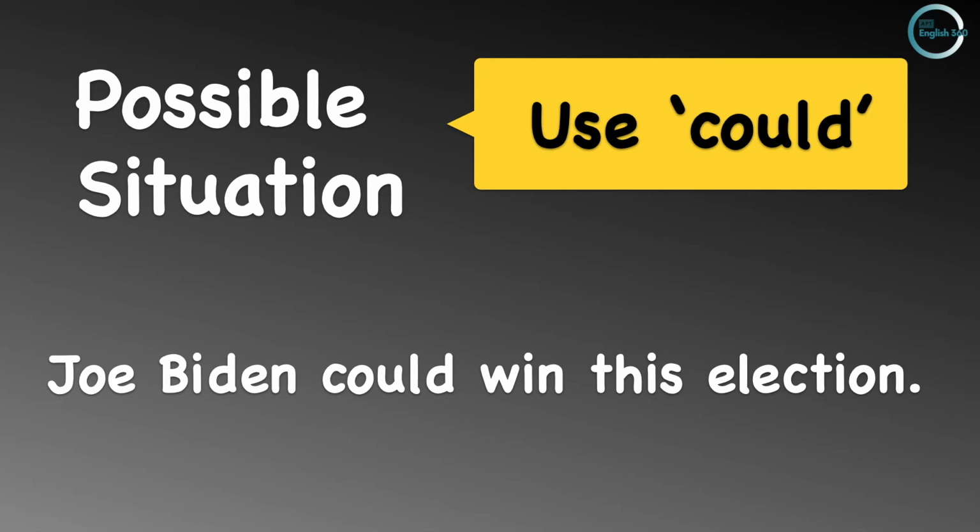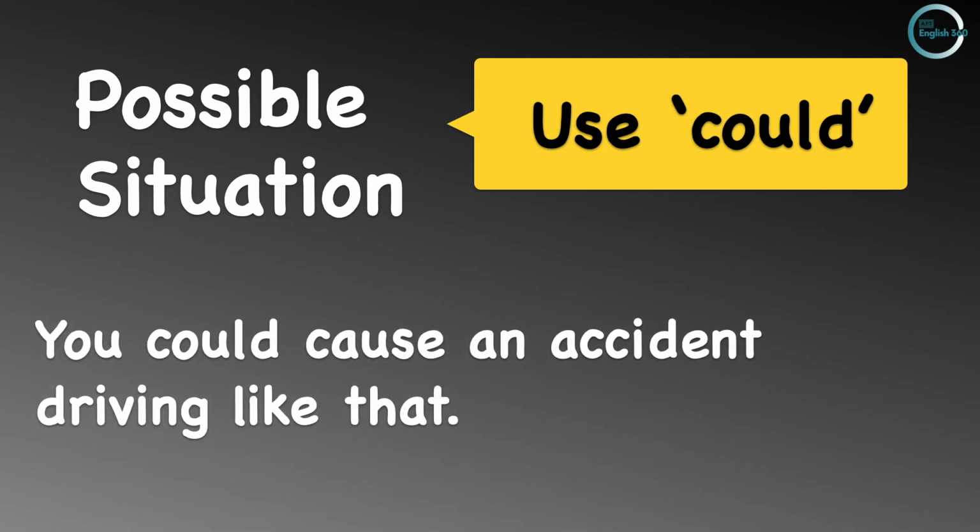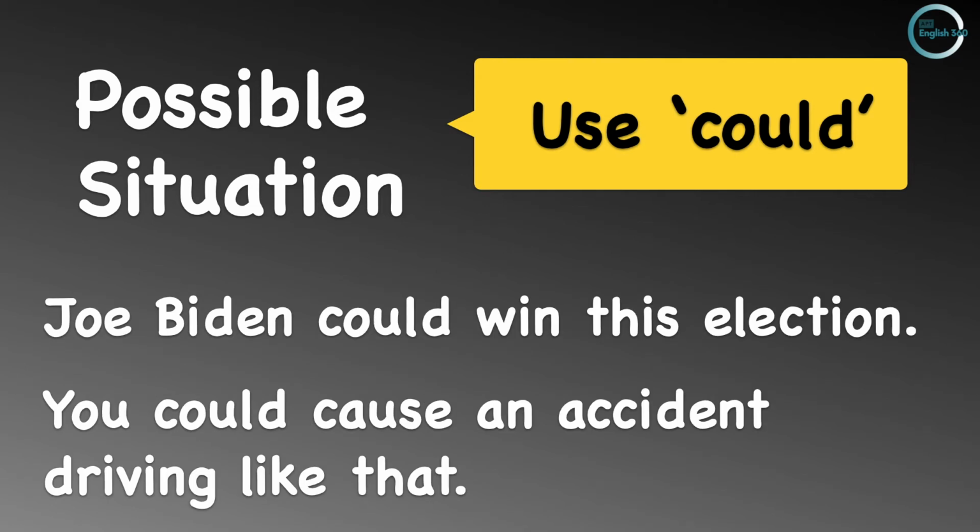Well, it's too late to use this example, but I'm still using it. So what we are trying to say here is that there is a possibility for Joe Biden to win the election. That's why we are using could. Another example is you could cause an accident driving like that. So this means that if you continue driving in an unsafe manner, then there is a possibility of you causing an accident.